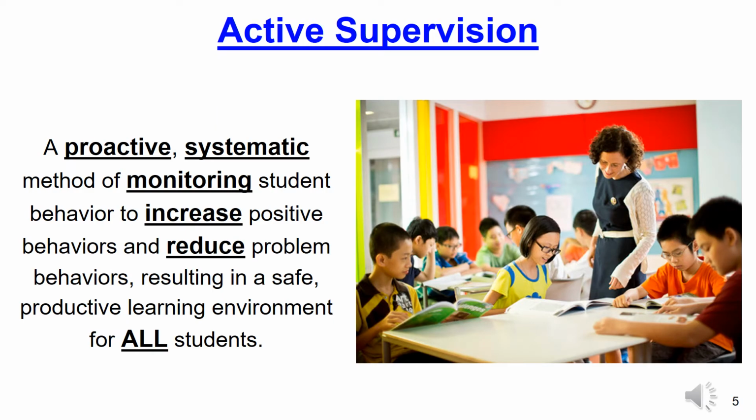The research shows that using active supervision, such as moving, looking, interacting with students, and providing positive reinforcements, results in a decrease in minor behavior incidents. So we're not referring to the high-level behaviors, just talking about low-level behaviors such as being off task.